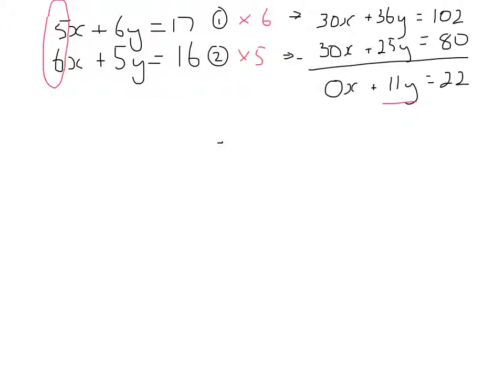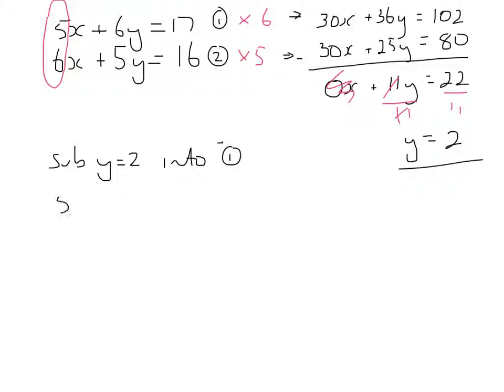Next we want to divide both of those by 11. We don't have to worry about that because it's 0. The 11 will cancel that down. We end up with y is equal to 22 divided by 11 is 2. So we take that value and we'll sub y equals 2 back into equation 1. So 5x plus 6y, but y is equal to 2, equals 17. So 5x plus 12 is equal to 17.